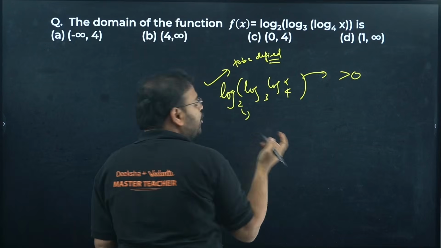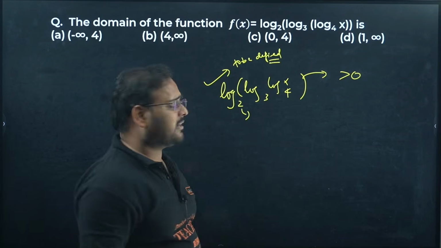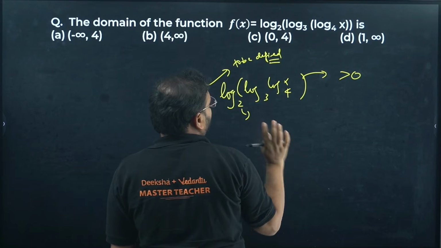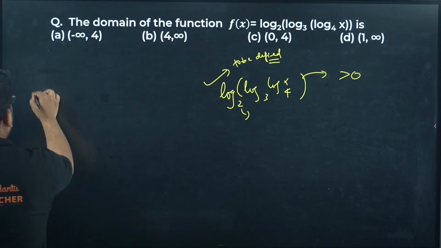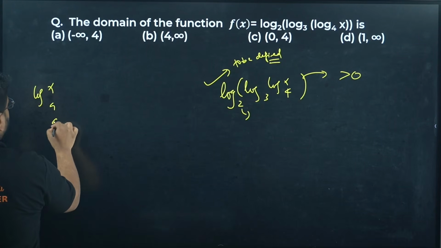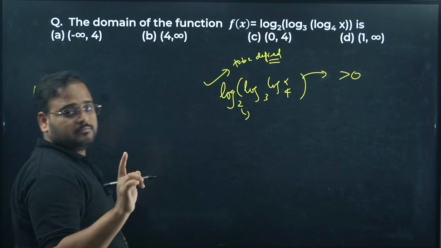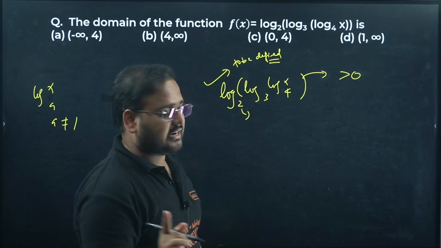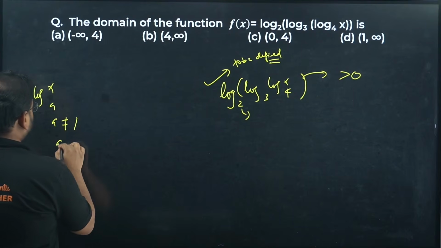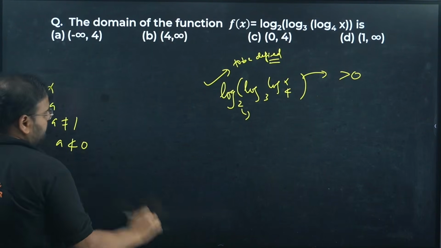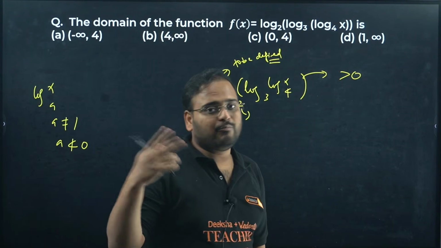this has to be what? Not equal to 1. Base cannot be 1. We learned that. Actually, I did not write that over there, but in log of x with the base a, a can never be equal to 1. That is one understanding. And of course it cannot be 0 or less than 0 also. Between 0 and 1 and more than 1.